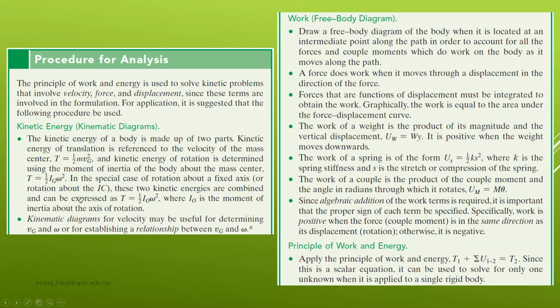This is the procedure to solve problems that involve velocity, force, and displacement. Okay, for the kinetic energy.